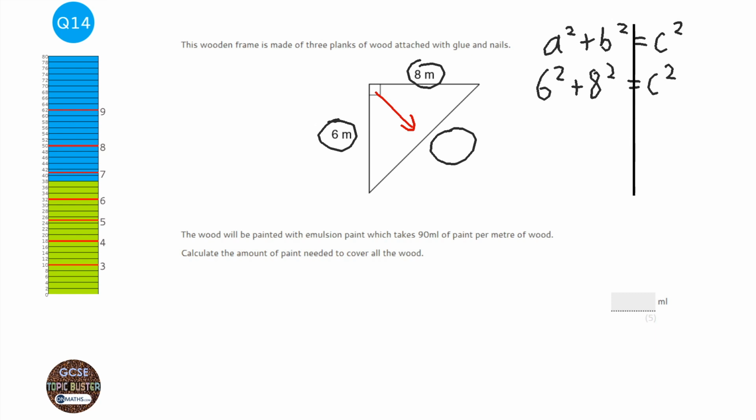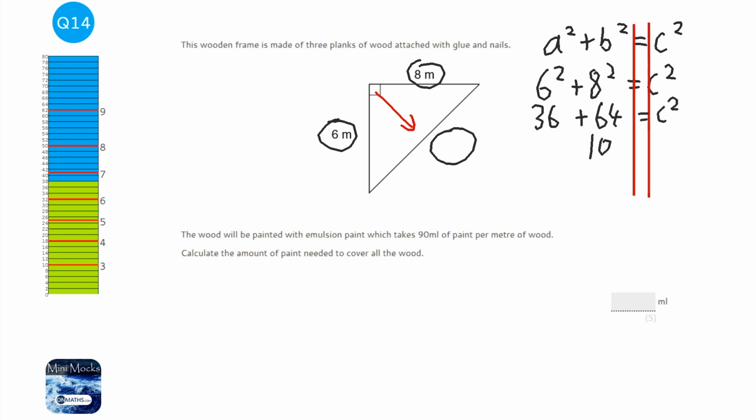So I always put the lines down that equals. I've just missed that one. So 6 squared is 36, 8 squared is 64, which equals c squared. 36 plus 64 is 100, equals c squared. What I'm going to do is just square root both sides, so c will equal 10. Now when you square root you get a negative as well, but since it's a length it can't be negative, so it's just going to be 10. So c is 10, so we know that that's going to be 10 meters.